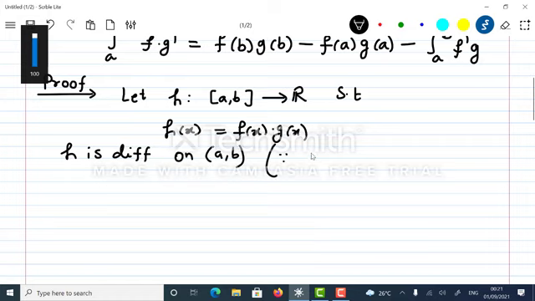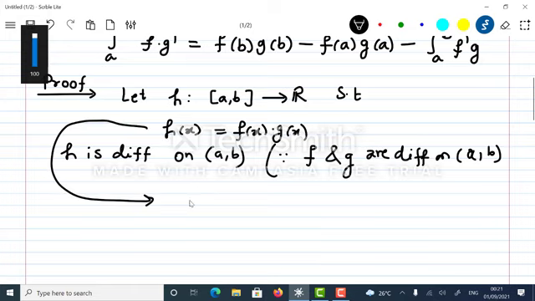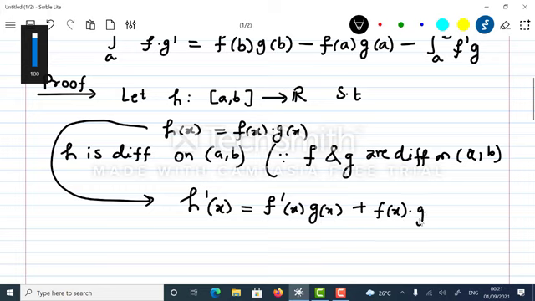The reason is that f and g are differentiable on open interval a comma b. So h is differentiable, so the derivative of h, h dash x, is equal to, using the product rule of derivative, f dash x g of x plus f of x into g dash x. This is true for all x belonging to open interval a comma b.